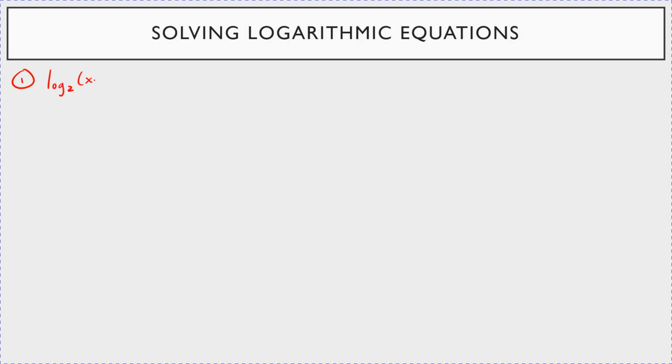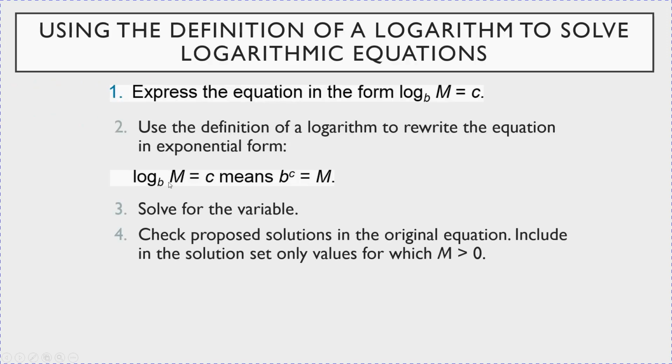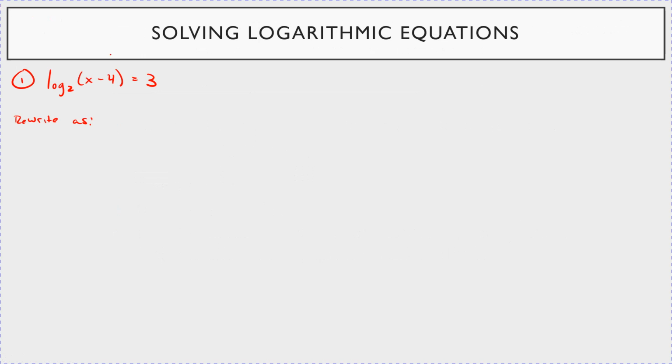Log base 2 of x minus 4 is equal to 3. All right, so when you have just a log on one side, you're just going to rewrite it as b to the c power, so the base of the log raised to the c power. So this would be 2 to the 3rd power is equal to whatever is inside the log, which is x minus 4. And then I'm going to move this around a little bit, so this will be x minus 4 is equal to 8, and look how easy this is to solve.